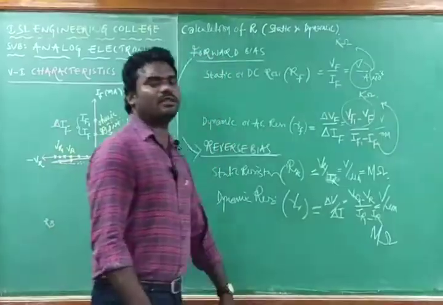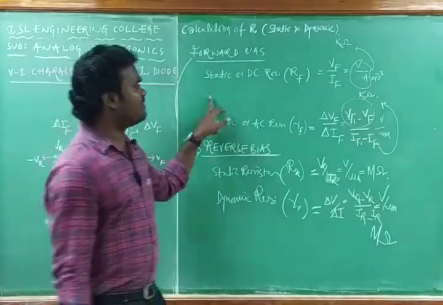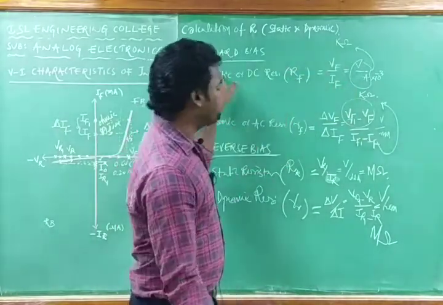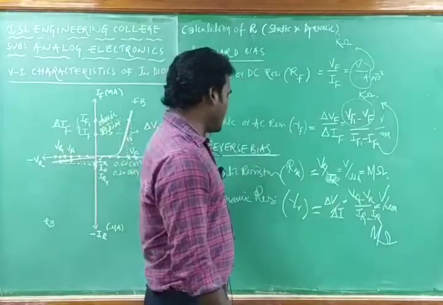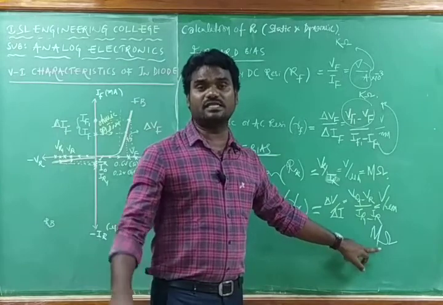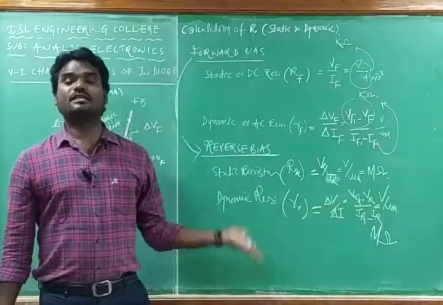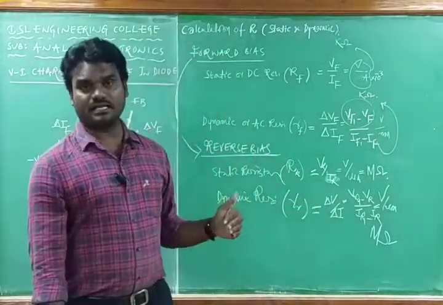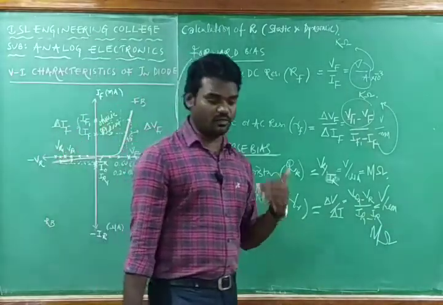The point is very clear: the PN junction diode offers kilo ohms of resistance in forward bias, so the current is more, and the same PN junction diode offers mega ohms of resistance in reverse bias, so the current is less. This is the conclusion you must give at the end of the VI characteristics of PN junction diode when you are writing the answer.